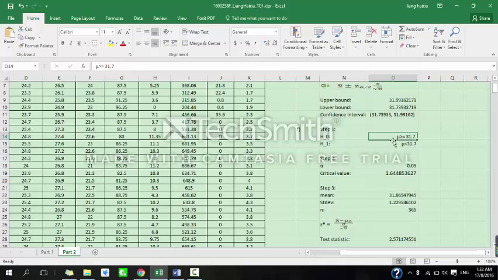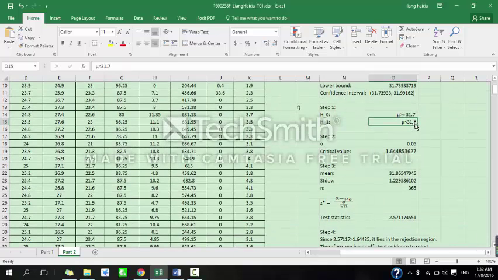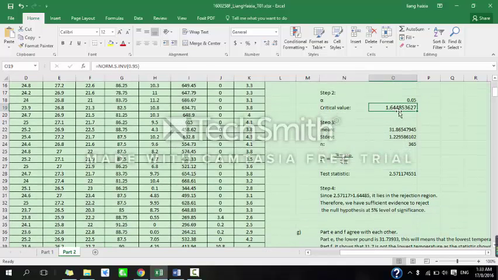For the null, the data is more than or equal to 31.7. Then H1 will be that the mean is less than 31.7. To find the alpha, since it's 5% level, you'll be using 0.05. The critical value will use equal NORM.S.INV, and we key in 0.95, since 1 minus 0.05 equals 0.95. Yeah, and this is the output.